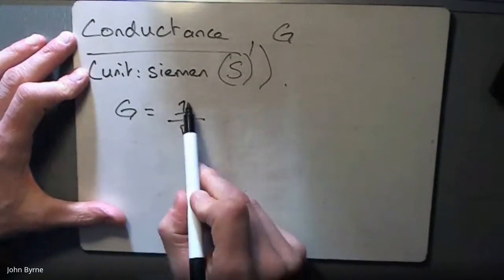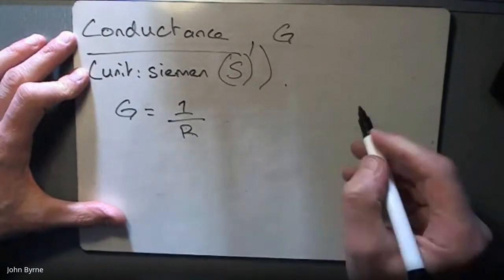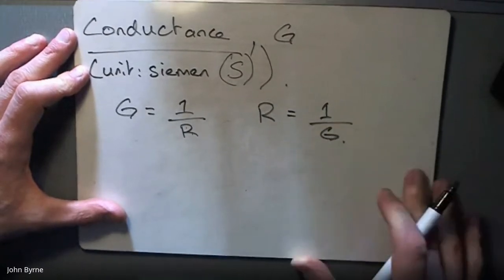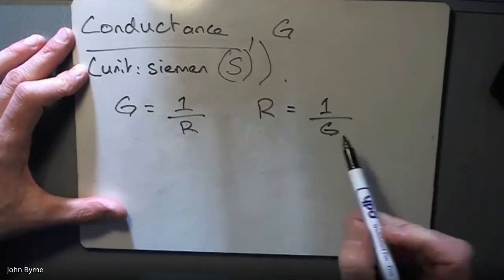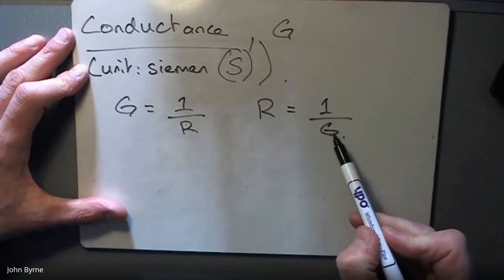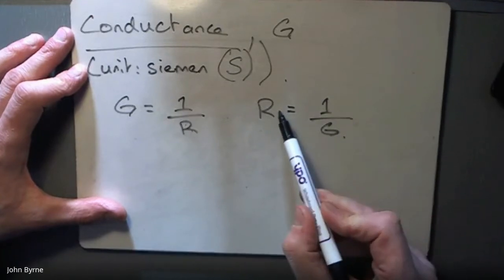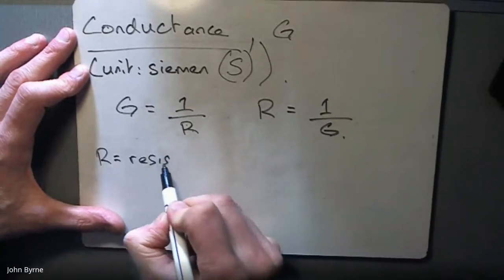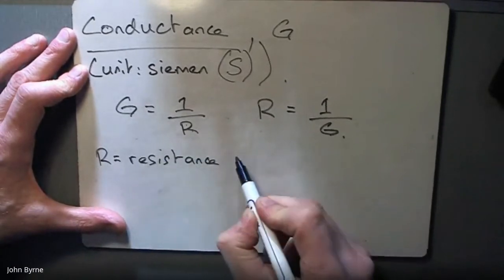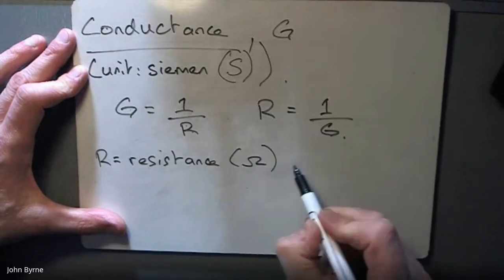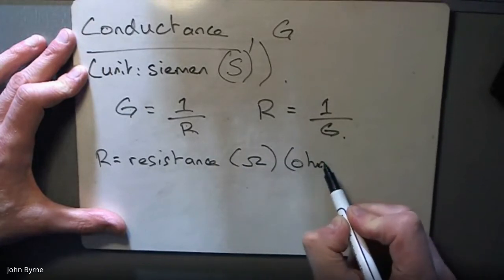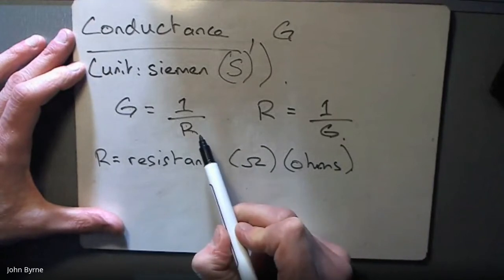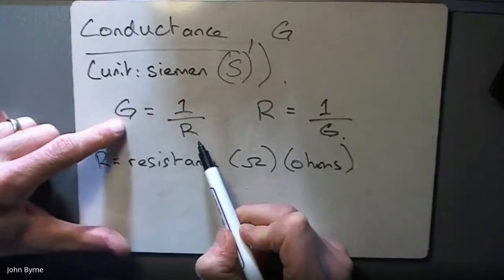Okay, and we actually just swap these two over if we want to rearrange that equation. That's how we do it. So if we're told the conductance, we do 1 over conductance to find the resistance in ohms. Let's just remind ourselves of that. Or if we're told the resistance, we do 1 divided by that value, and that tells us the conductance.